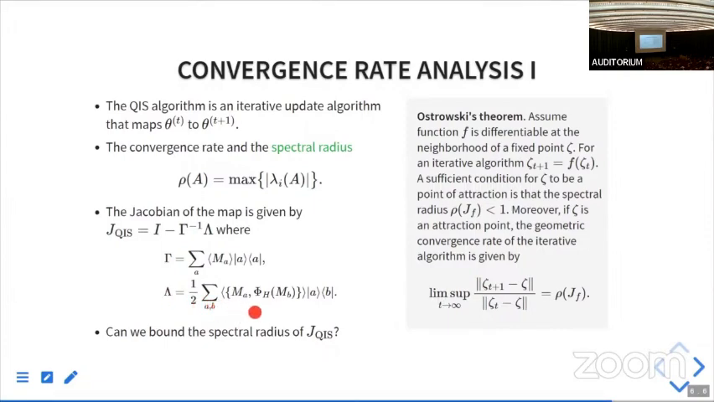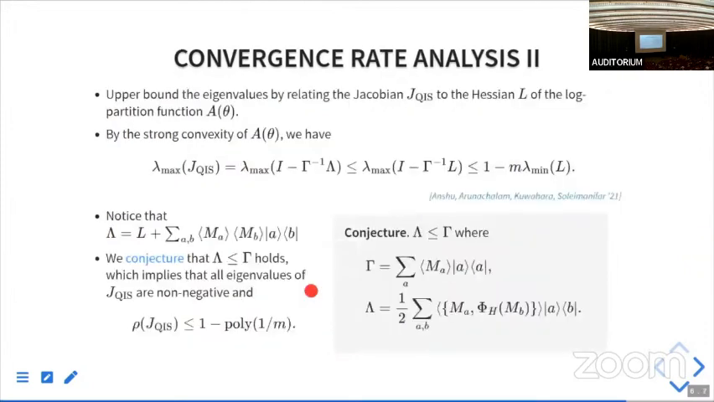The lambda has a very nice form. Using Hastings' quantum propagation operator, we can write it in this form. So the question is, can we bound the spectral radius of this expression? We have some progress, but we haven't finally solved this. We can link it to the initial result, where you can give an upper bound on the largest eigenvalue, because we know this Jacobian has this form, and because of this form of lambda.